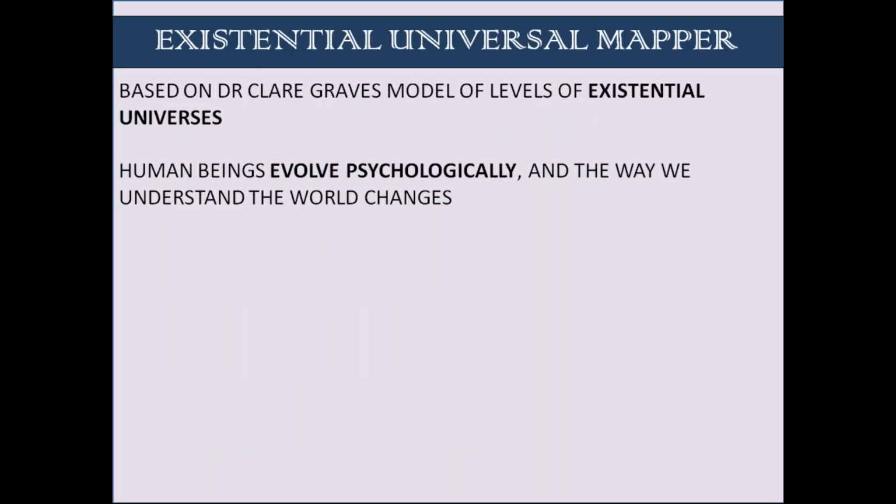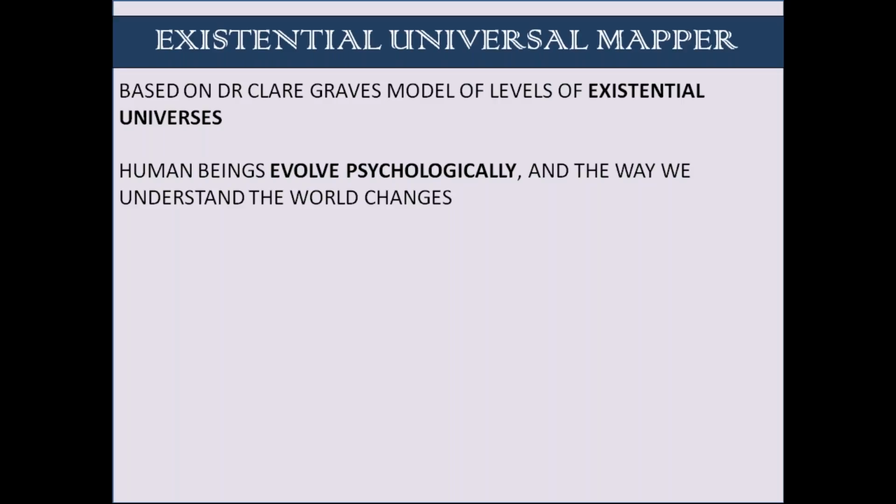So I would like to introduce one psychometric tool here that I was talking about earlier, which is a very good fit for looking at agile mindset, understanding what it is and changing it. This tool is called the Existential Universe Mapper. It is based on a framework which was developed by Dr. Clare Graves, an American psychologist. He posited something called levels of existential universes, similar to Maslow's hierarchy of needs. He theorized 9 levels of existence in which people can exist.